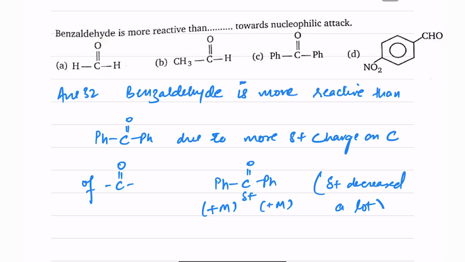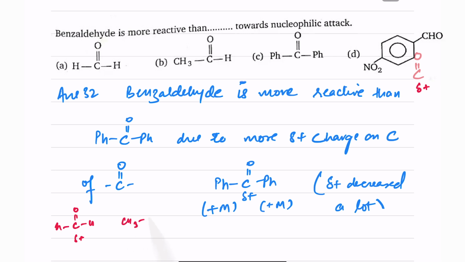In this question, the carbonyl carbon of benzaldehyde, C double bond O, should have more delta positive charge than some species given in the compounds. Then only benzaldehyde will be more reactive towards nucleophilic reactions as compared to that particular compound. So let's see. HCHO, HC double bond O H, doesn't have minus M or plus M or any such thing, so its delta plus is quite high.